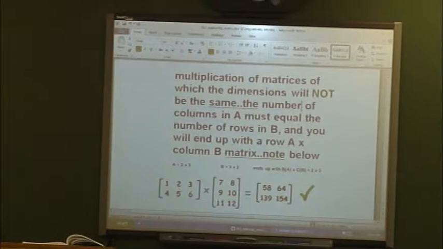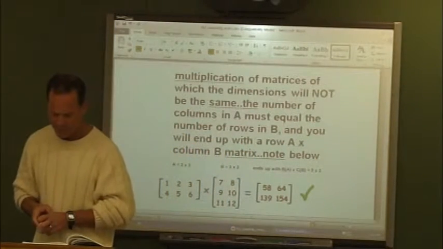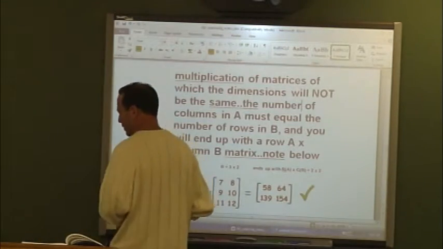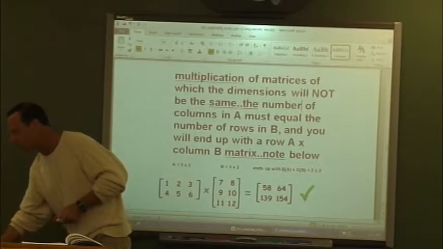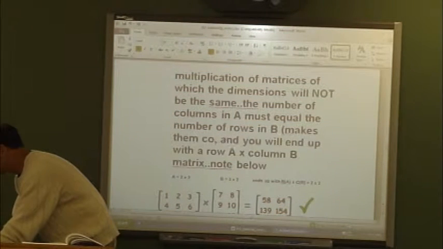So in other words, everybody, if I have a 3 by 2, and you want to multiply the matrices, guess what the other one needs to be? 2 by 3. Because the number of columns equals the number of rows. Does everybody see that? Soon you're going to see why that's the case. So that's the first restriction, everybody. And that means if two matrices can be multiplied, they are said to be conformable. That's the term they use. It makes them conformable.